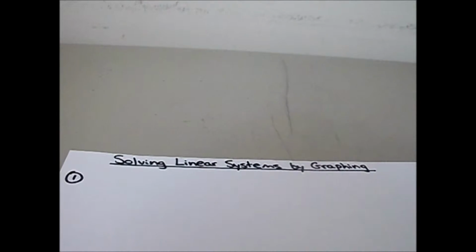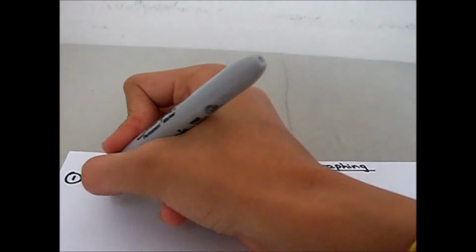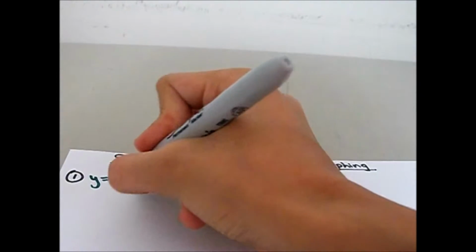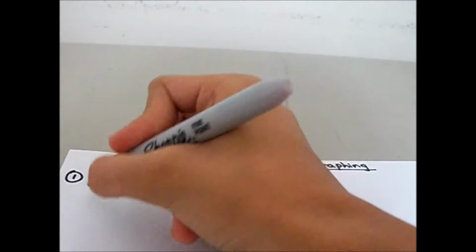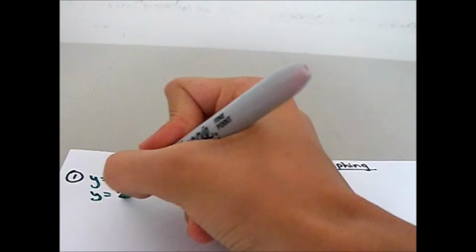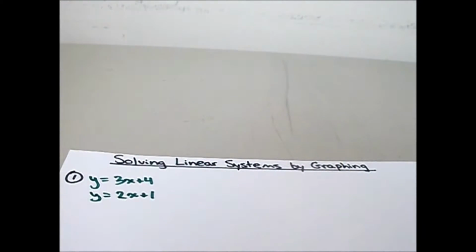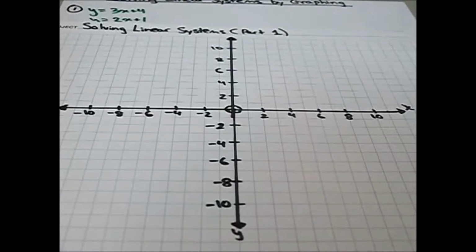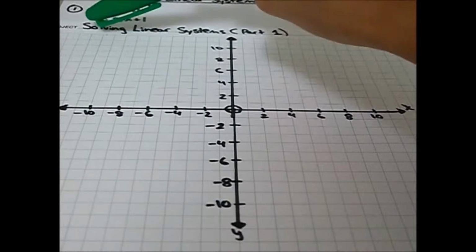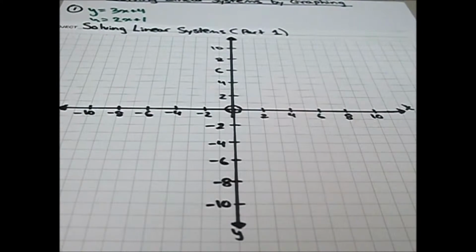So we'll just start off with something simple. We'll start off with y equals 3x plus 4 and y equals 2x plus 1. Let me just get my graph paper. There we go. I have my graph ready and I'm going to start plotting the equations. I'm going to start with y equals 3x plus 4.